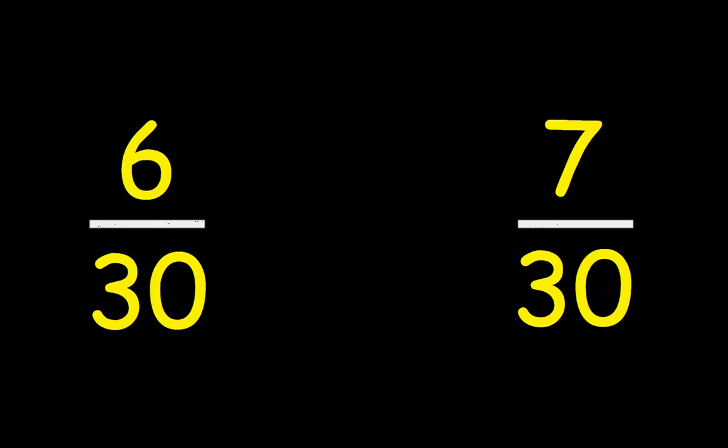6/30ths, 7/30ths. Pause, continue when you're ready. Here I don't eat the same number of slices. I eat 6 slices here and 7 slices here. So I've got to go and check the sizes. How big were those slices? This pizza was cut into 30. This pizza was cut into 30. So in these 2 pizzas, the slices were the same size. Here I ate 6 of them. Here I ate 7 of them. So clearly I eat more pizza over there.